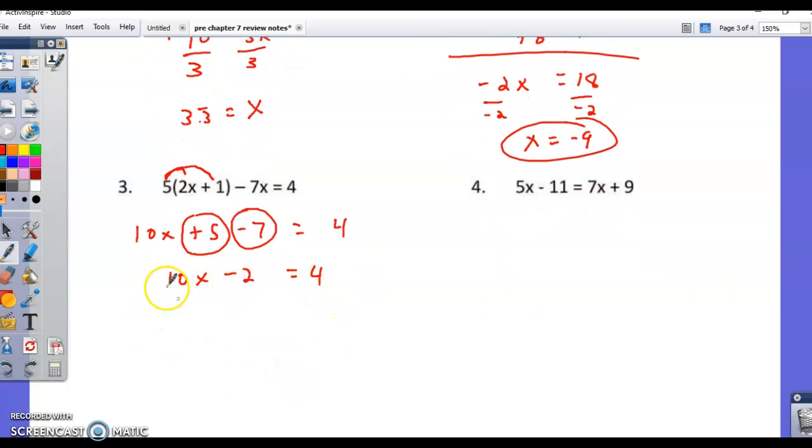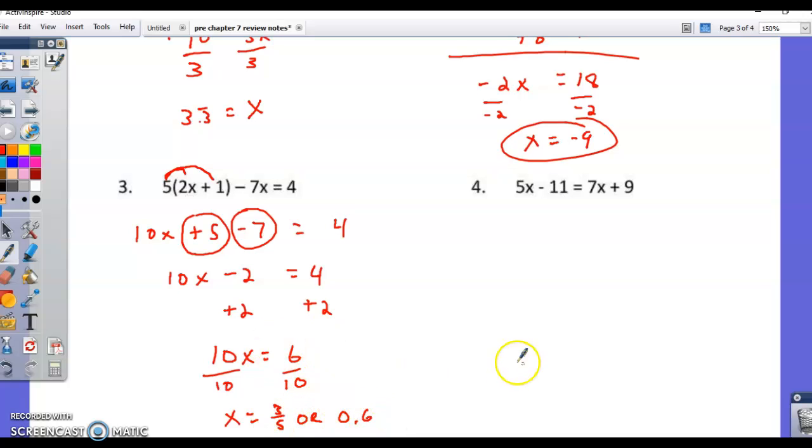No variable over here, but variable over here, so let's get rid of this negative 2. Add 2 to both sides. 10x equals 6. I get x by itself, divided by 10. Dividing is always going to be our last step, pretty much. So x equals, you can call this 3 over 5 or 0.6. When you type that into your calculator, either one is fine. You can go ahead and use decimals for a lot of these. It might help out with the other assignments, but either way, it doesn't matter.